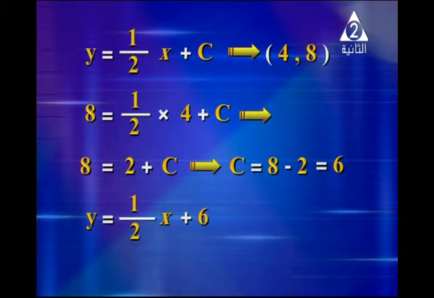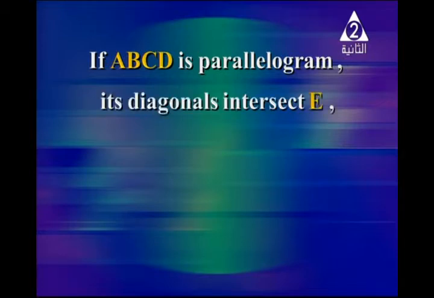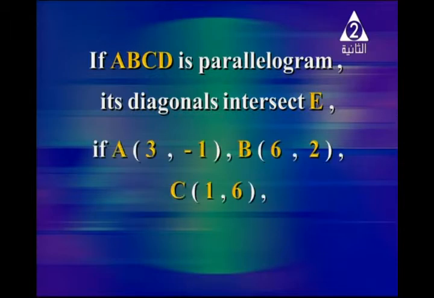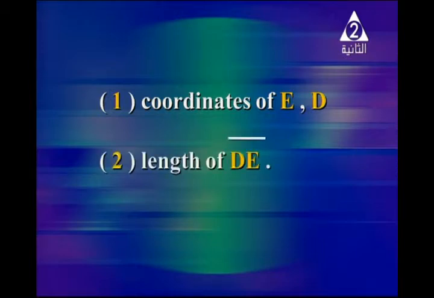Let us have another example. If ABCD is a parallelogram, its diagonals intersect at E. If A is (3, -1), B is (6, 2), C is (1, 6), then find the coordinates of the point E and D. And also try to find the length of DE.